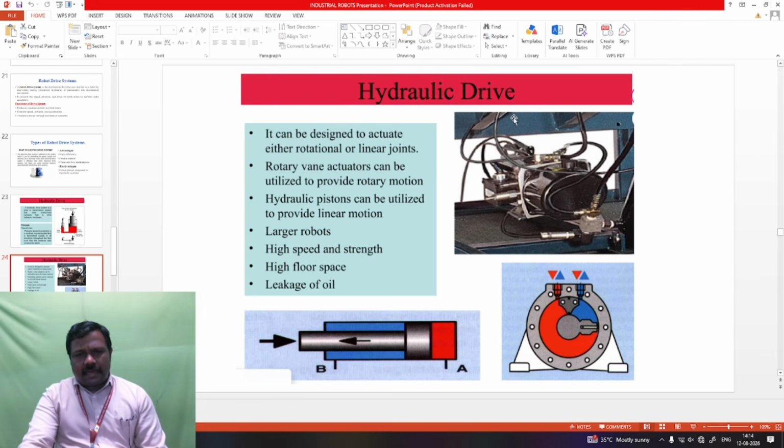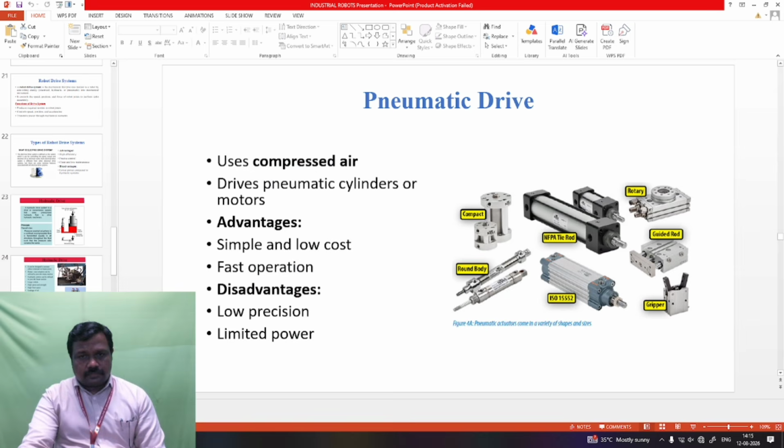Hydraulic drive can be designed to actuate either rotational or linear joints. A rotary vane actuator can be utilized to provide rotary motion. Hydraulic pistons can be utilized to provide linear motion. It suits larger robots, with high speed and strength, but high floor space is needed. Leakage of oil is one of the very big problems in the hydraulic drive system.